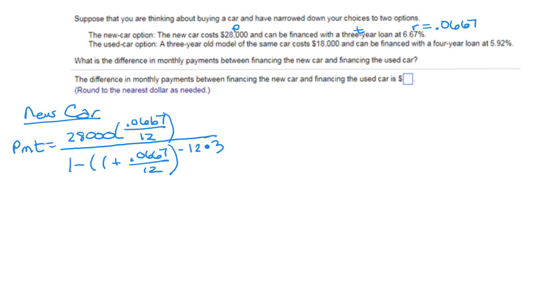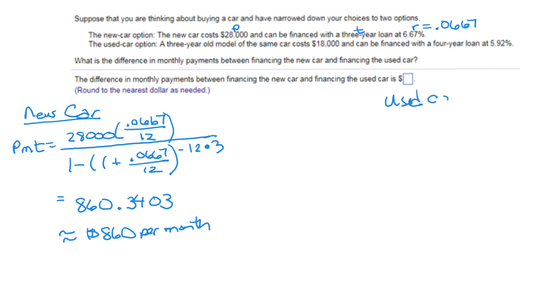So when we calculate this, it looks like we're coming out with about 860 decimal 3403. It says round to the nearest dollar as needed. So about $860 a month. Let's put per month on here. That way you know this is my monthly payment. Now we're going to go grab the used car information and calculate the monthly payment amount.